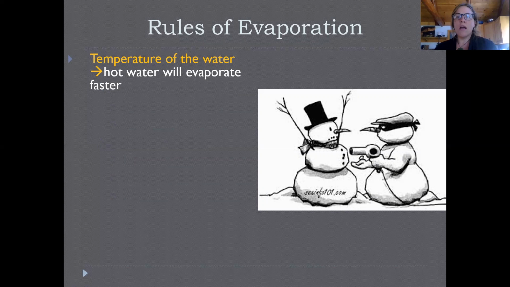Okay, so the rules of evaporation, how much water we're going to get into the air, which is going to determine how humid the air is going to be, are going to depend on four main variables that can shift throughout our environment. So the first variable is the temperature of the water. And I think most of us would understand that the hotter the water is, the more likely the water is to evaporate, and the faster that evaporation process is going to happen.